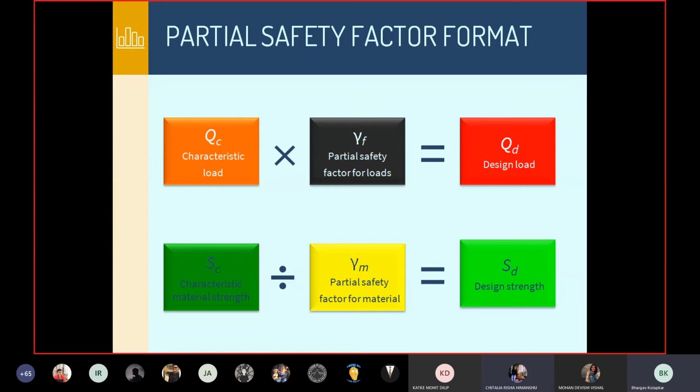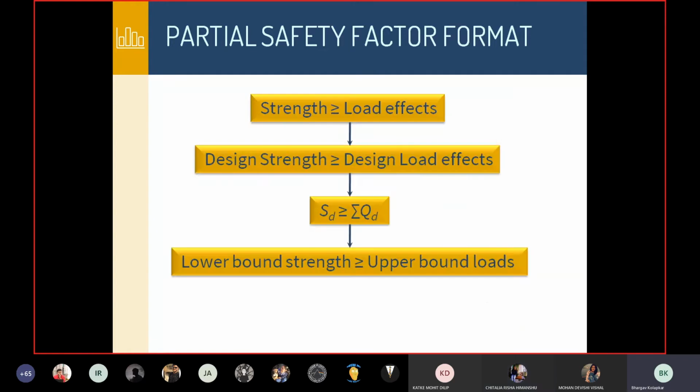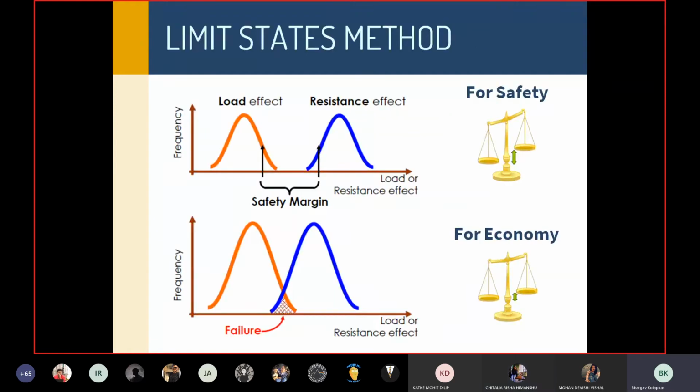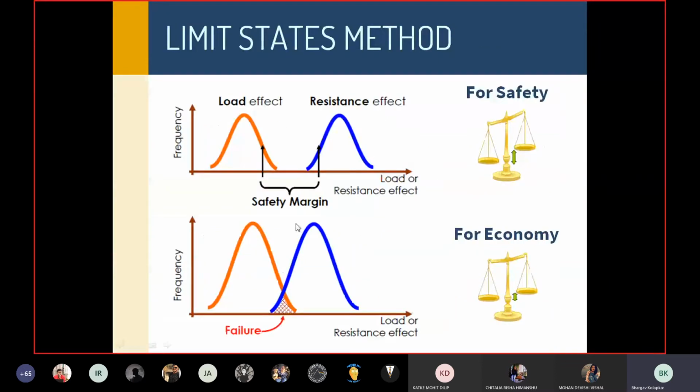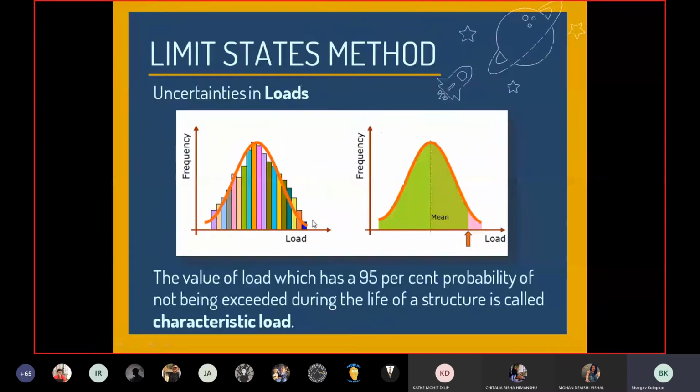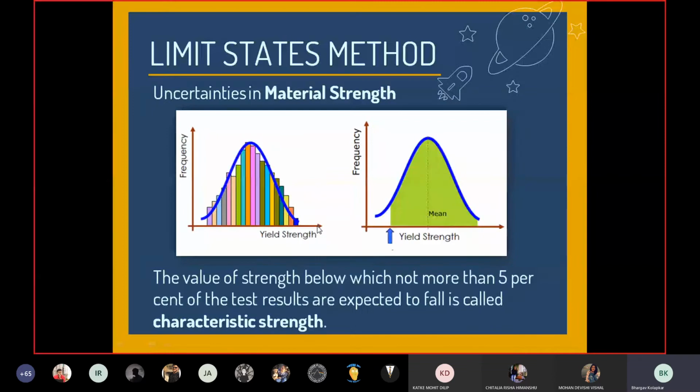So you design for the 5% of the load that exceeds the limit, and the 95% of the strength that is below the limit. Okay, so let us differentiate between that 5%, 95% and partial safety factor. That 5%, 95% is only to define this green dot and this pink dot. So this 5%, 95% concept is limited to characteristic load and characteristic strength.